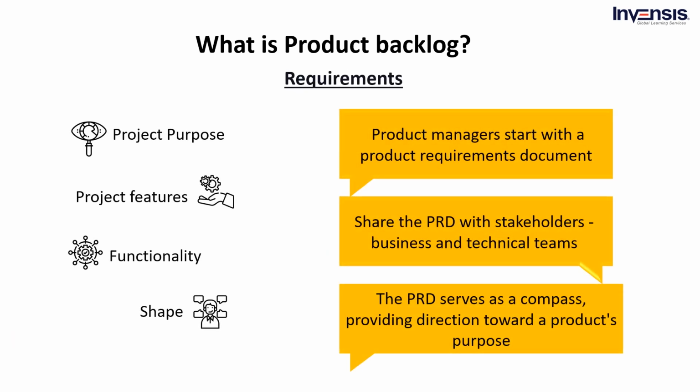Requirements. Building a great product requires continuous research and thorough planning, but where to start? Product managers start with a product requirements document, also known as a PRD. A product requirements document defines the product you are about to build. It outlines the product's purpose, features, functionalities, and behavior.